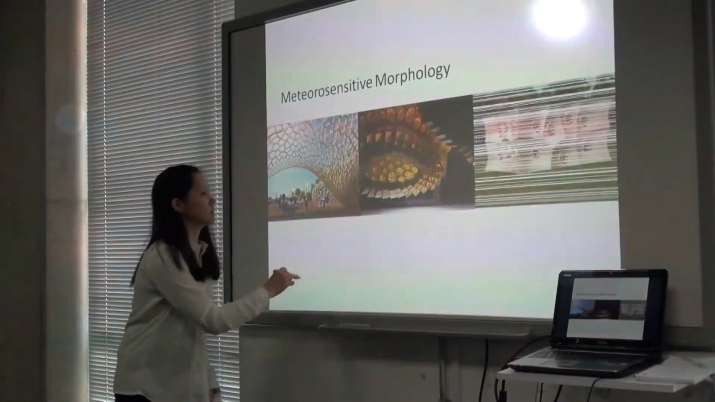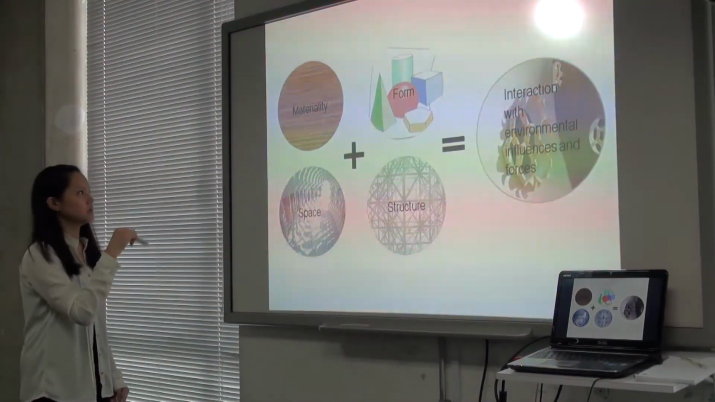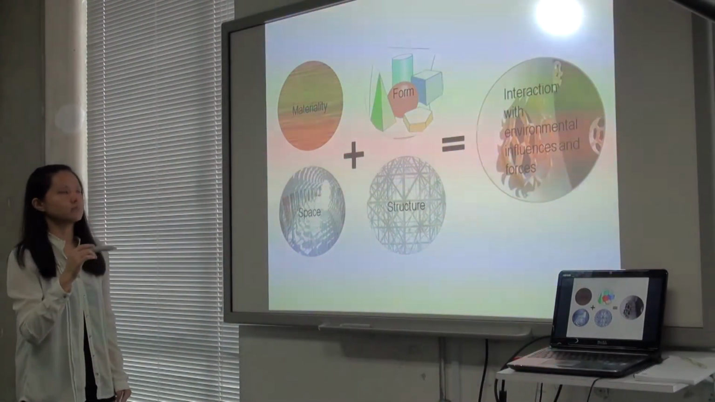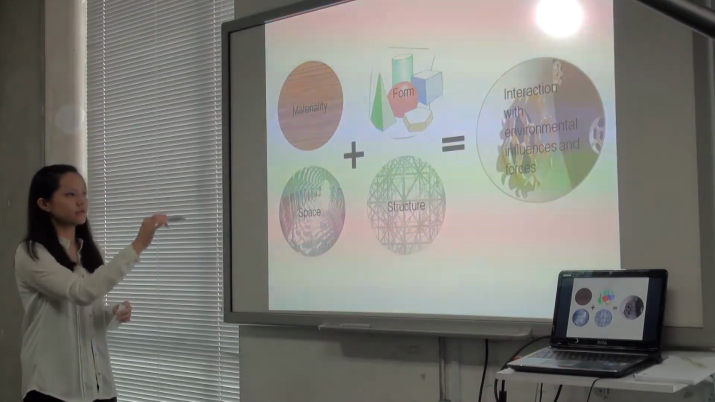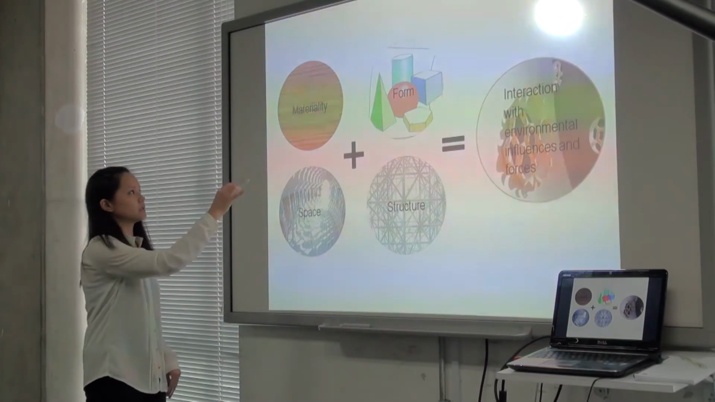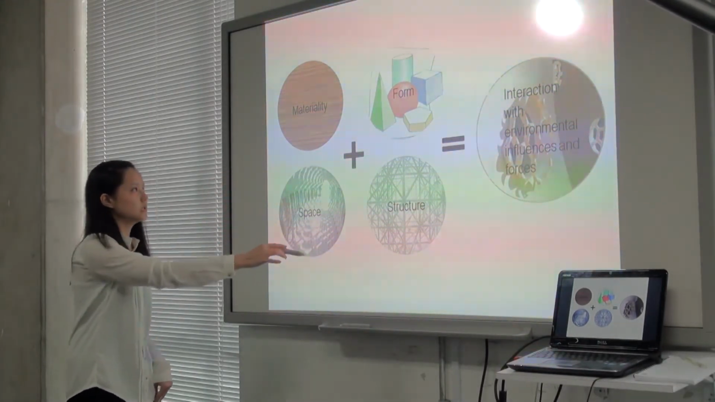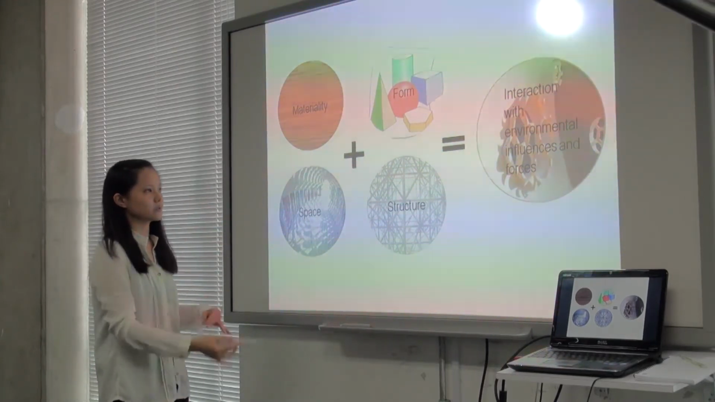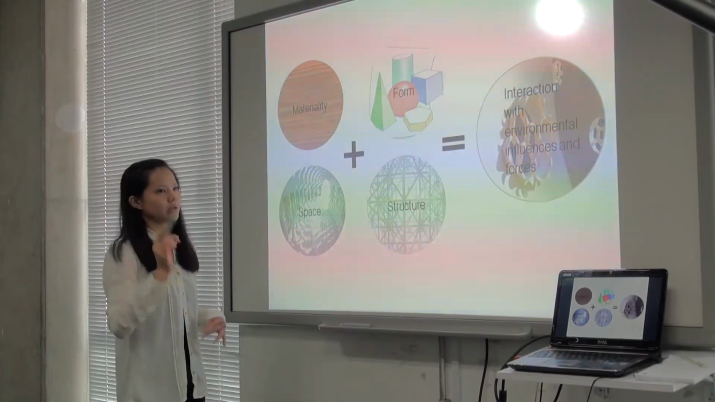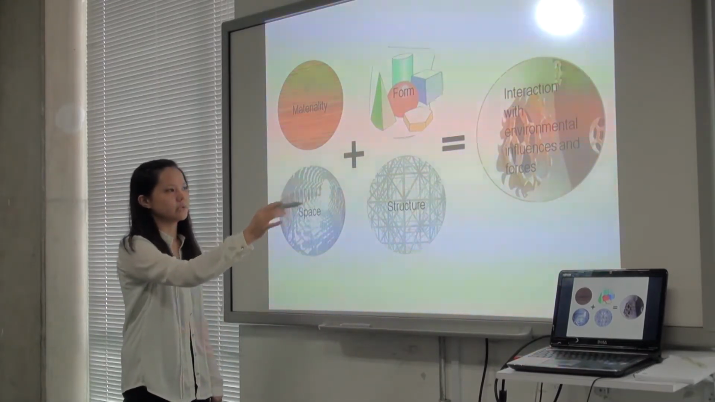Now back to the presentation. In conclusion, adaptive architecture is a combination of these four elements: the materiality, the form, space, and structure, and together they form a bigger product which encourages interaction with environmental influence and forces.